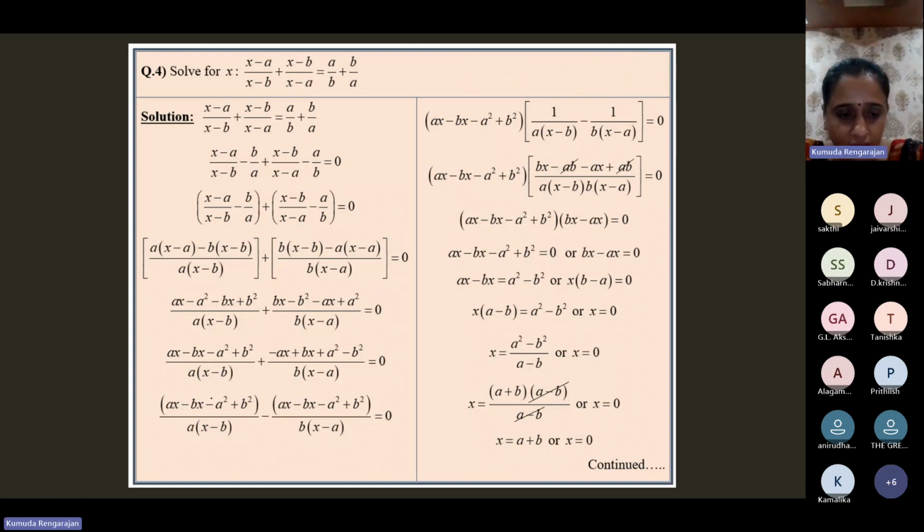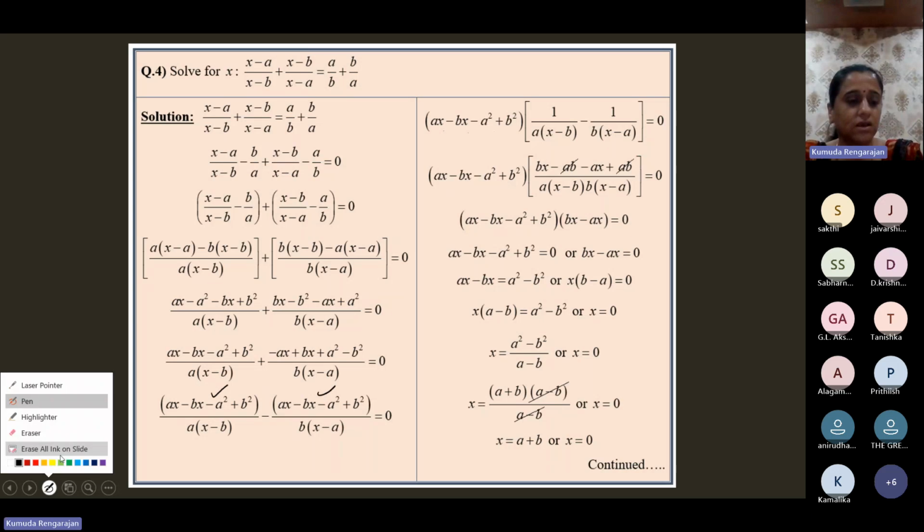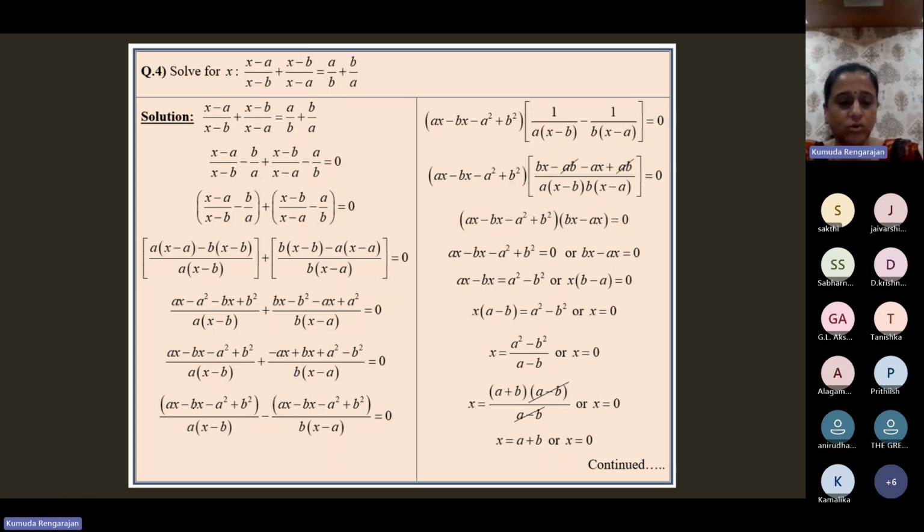So in the same way here, this one and this one, they're the same. So we'll take out common. ax minus bx minus a square plus b square is common. So in the bracket, you will get 1 by this one, 1 by this, minus, this is also outside, it's common. So you'll get 1 by b into x minus a is equal to 0. So in the bracket, you will have 1 by a into x minus b minus 1 by b into x minus a is equal to 0.